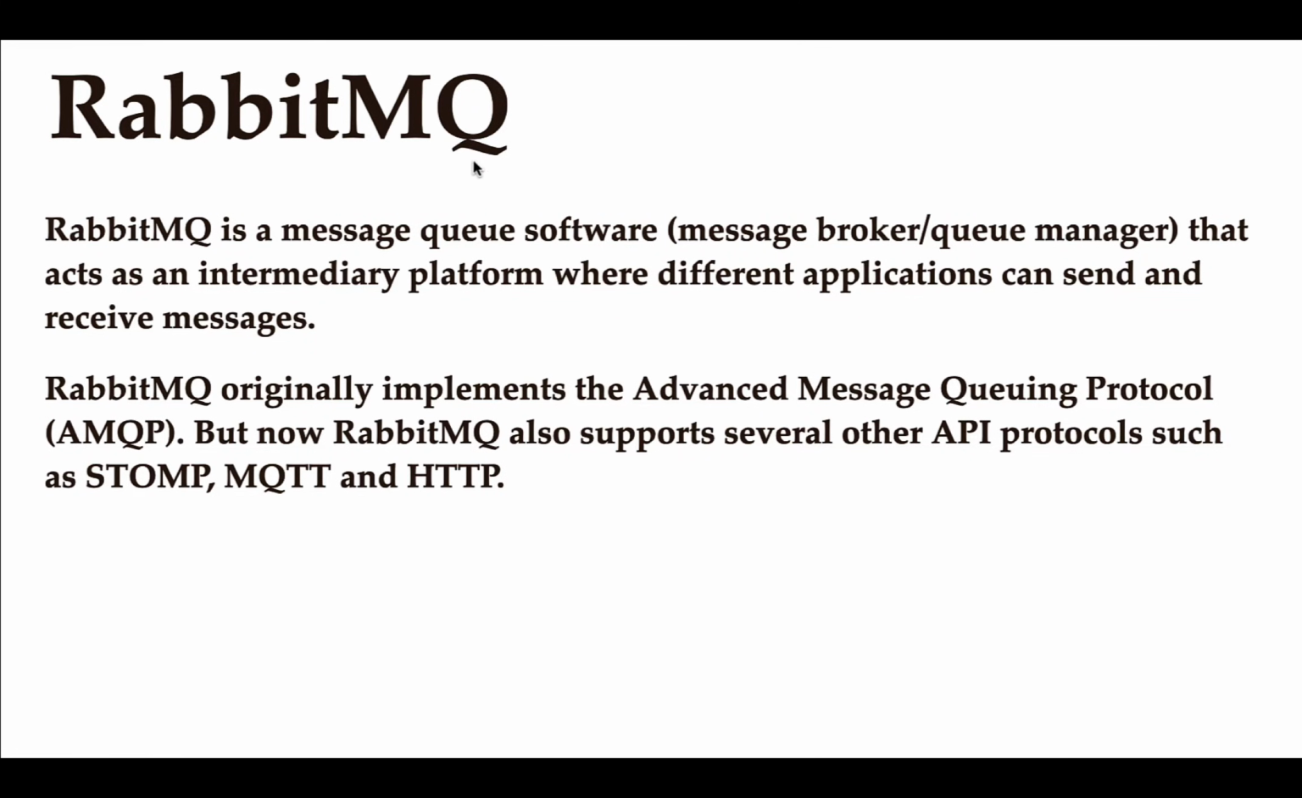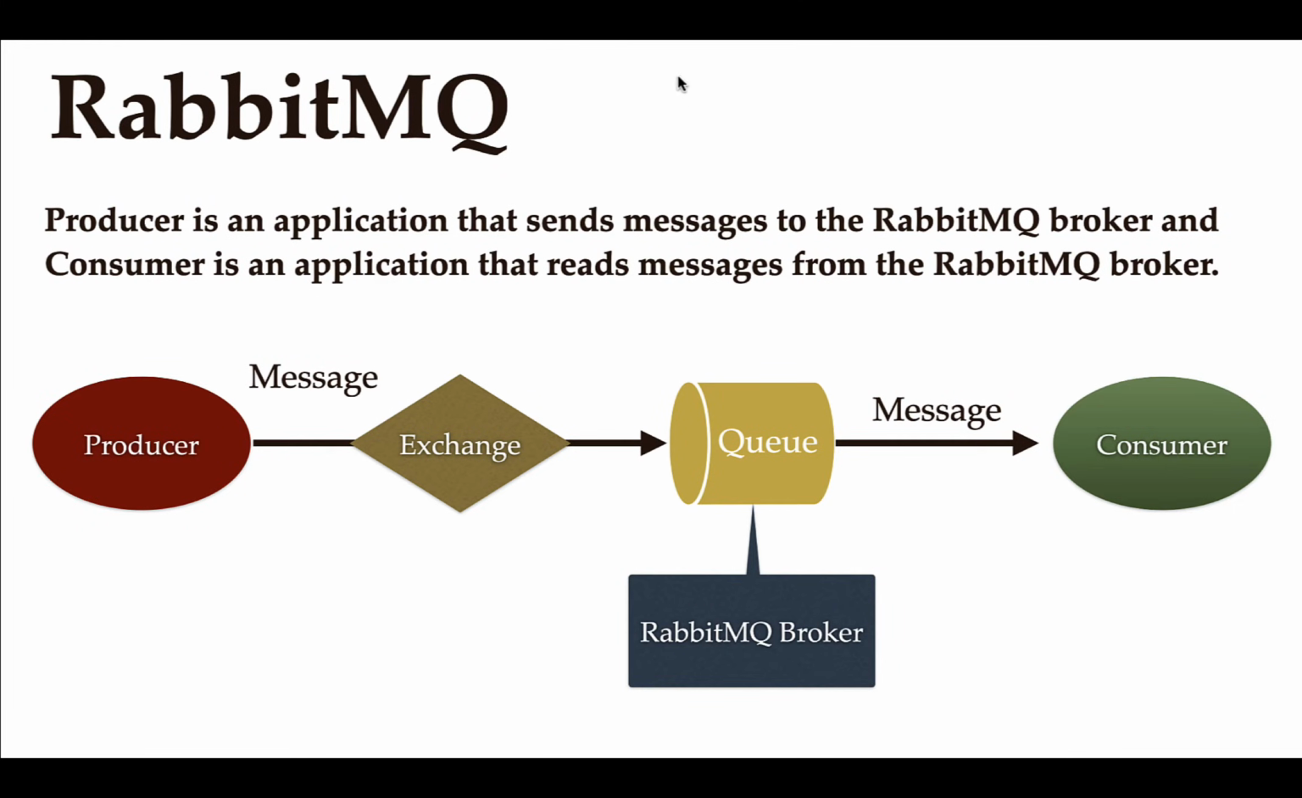RabbitMQ is nothing but a message queue. It acts as an intermediary platform where different applications can send and receive the messages. If you can see here, this is how the RabbitMQ in a nutshell looks like. It contains basically multiple components like producer, exchange, queue and consumer. So we'll understand more about producer, exchange, queue and consumer in upcoming lectures. Just try to understand how the RabbitMQ looks in a nutshell.